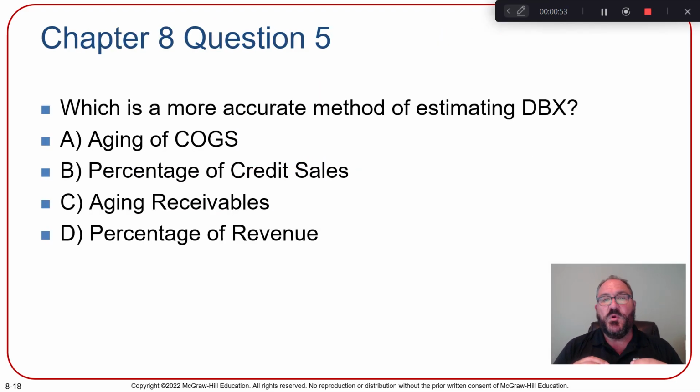So what is a more accurate way of estimating DBX? By the way, DBX, this right here, is bad debt expense. It's an abbreviation for bad debt expense, okay? Just to let you know, all right? What's the more accurate method? Which one is more accurate, okay?